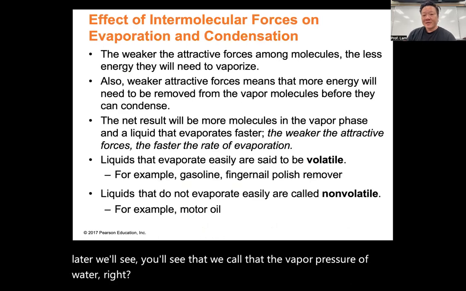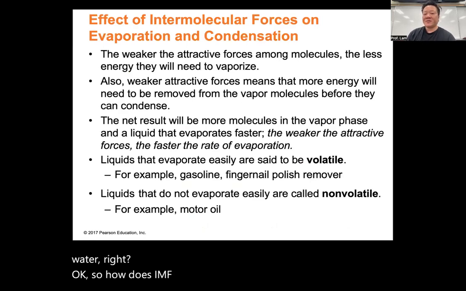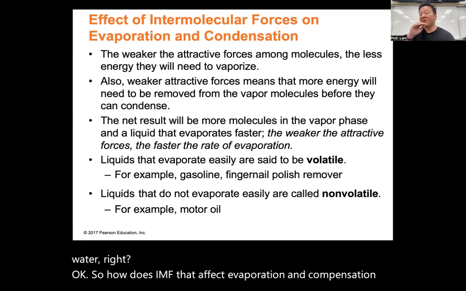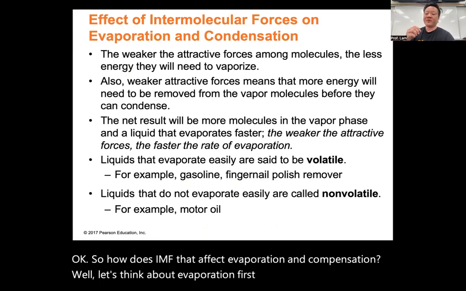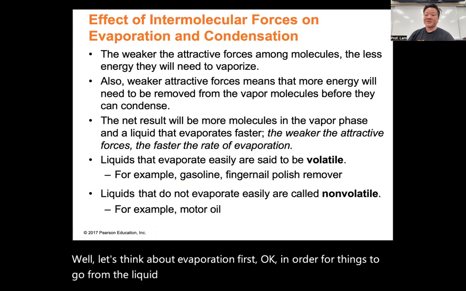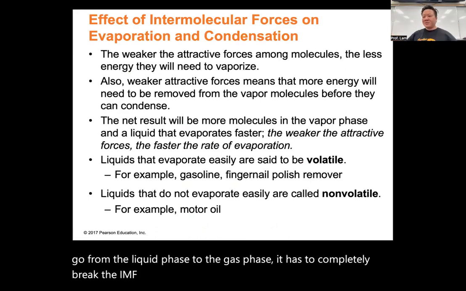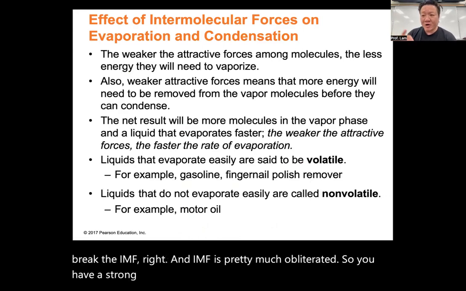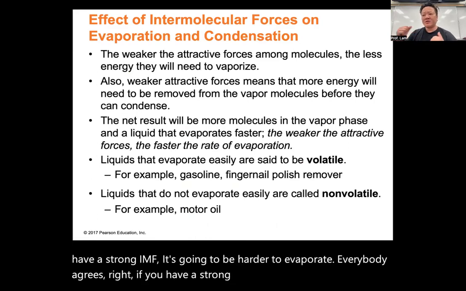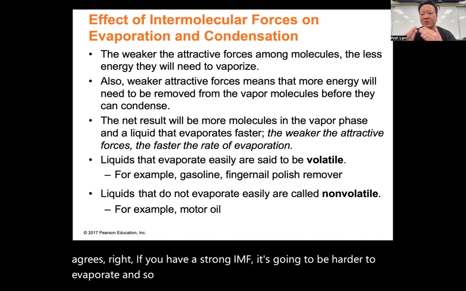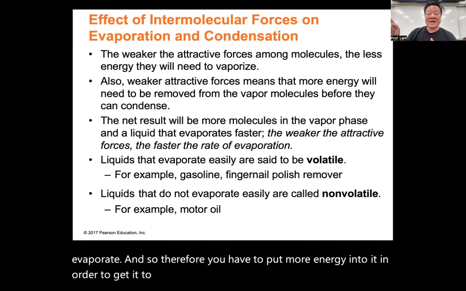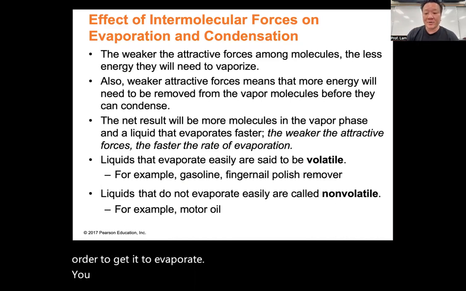Okay, so how does IMF then affect evaporation and condensation? Well, let's think about evaporation first, okay? In order for things to go from the liquid phase to the gas phase, it has to completely break the IMF, right? And the IMF is pretty much obliterated. So if you have a strong IMF, it's going to be harder to evaporate. Everybody agrees, right? If you have a strong IMF, it's going to be harder to evaporate. And so therefore you have to put more energy into it in order to get it to evaporate, AKA you have a higher boiling point, okay?